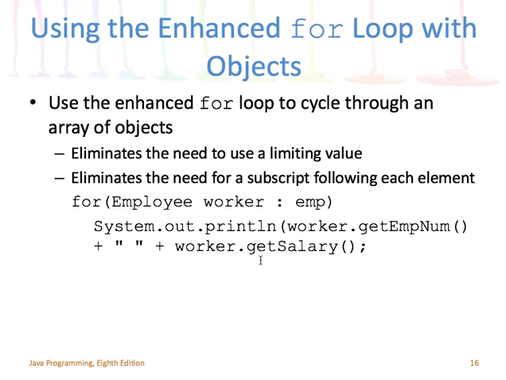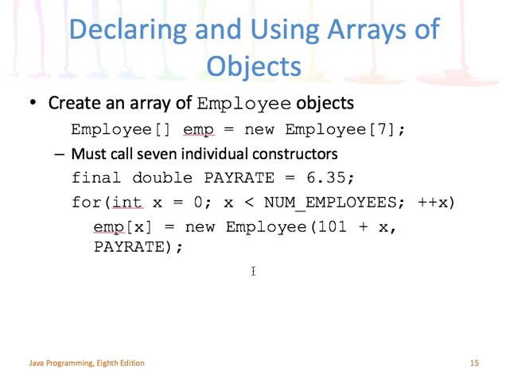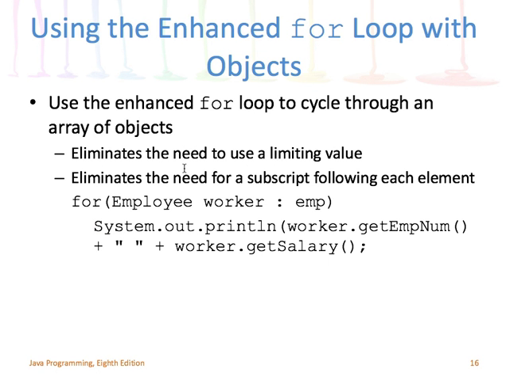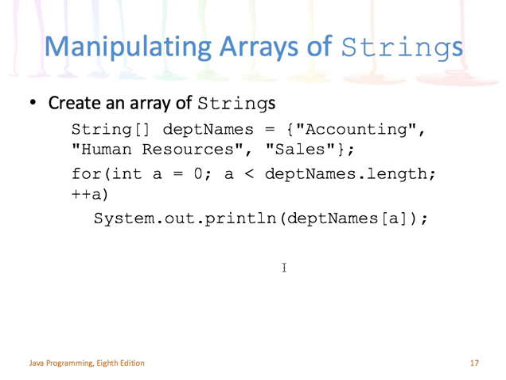So hopefully that makes some sense. And some of these things we'll go through in the labs will make more sense. Using the enhanced for loop to cycle through an array eliminates the need to use a limiting value. So it eliminates the need for a subscript following each element. So for employee worker, emp, which is inheriting from that, system out print line, worker dot get employee number plus worker dot get salary. This is a way to create an array of strings. These are other things that we'll learn.